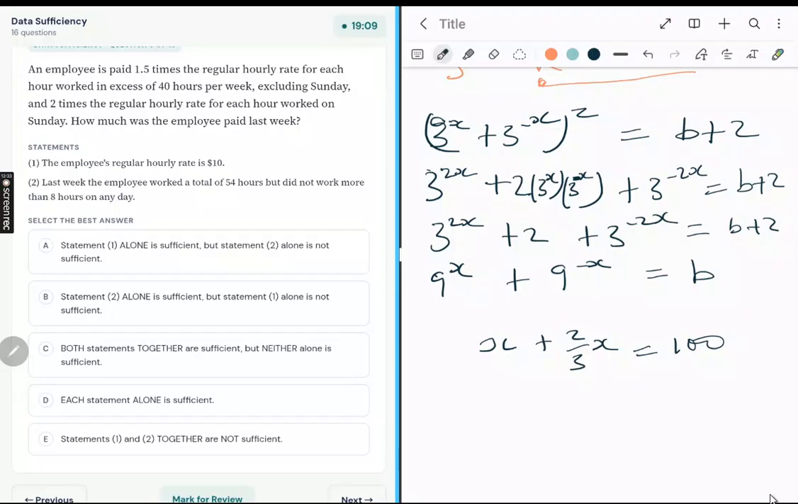Now, the challenge here is that last week the employee worked a total of 54 hours, but there is no clear distribution of the excess. Since the excess hours have different earnings attached to them, that is, the excess hours during the week, on Saturday and Sunday, we say no.